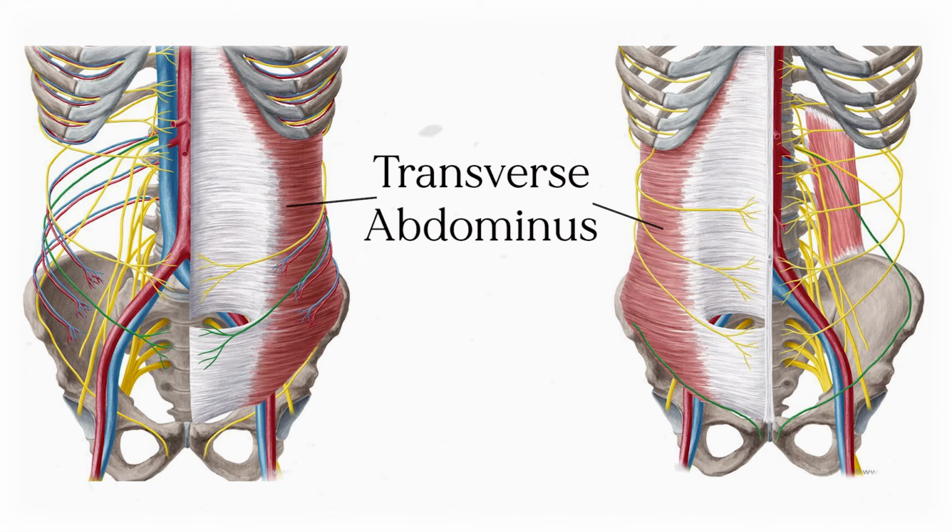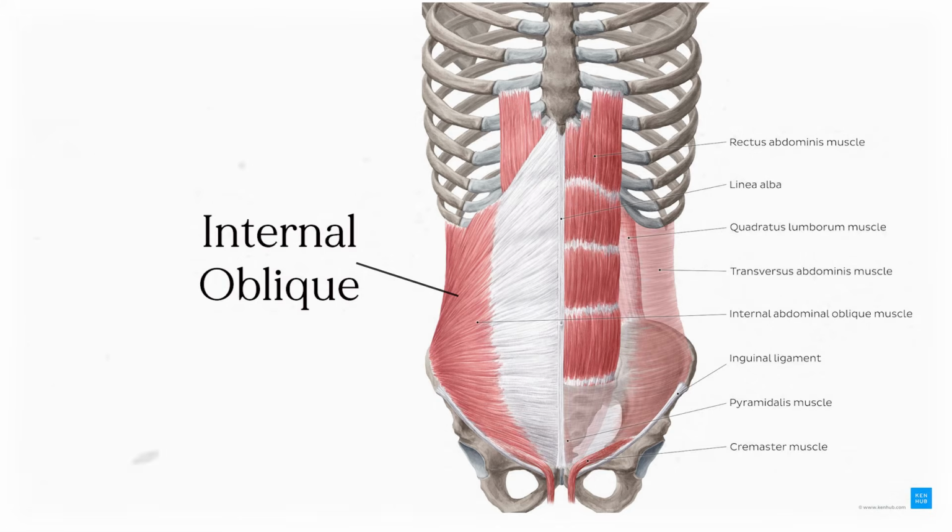Both of these nerves are mixed, and they both innervate the transverse abdominis muscle, the deep muscle that wraps around the abdomen like a corset. They also both innervate the internal oblique muscle. Now, both of those muscles are really broad muscles, so it makes sense that they'd get input from multiple nerves.